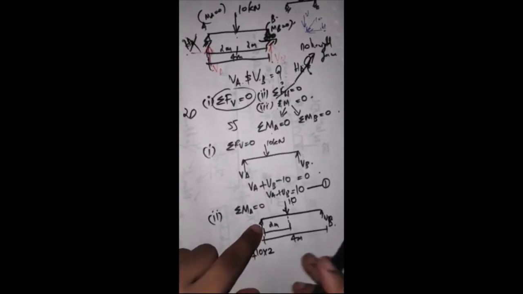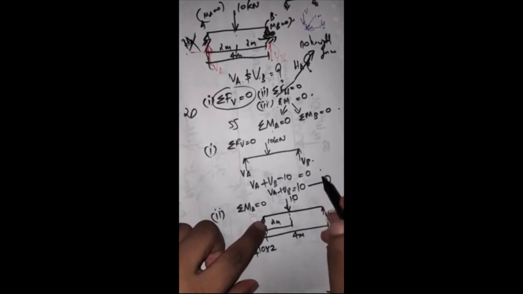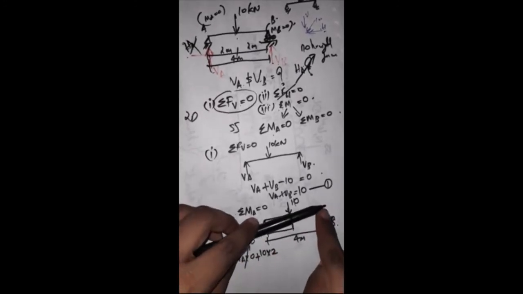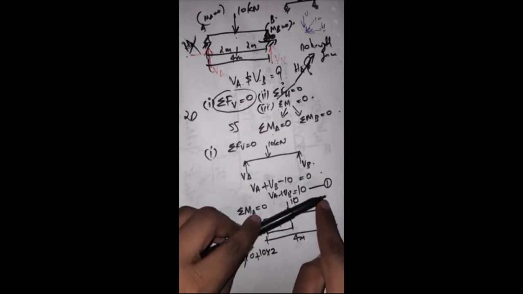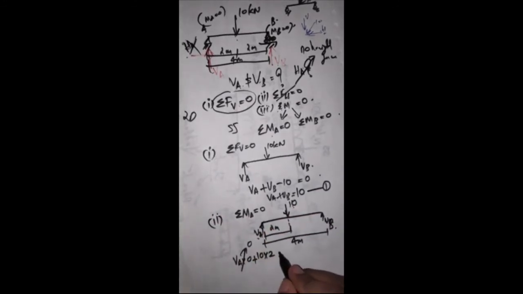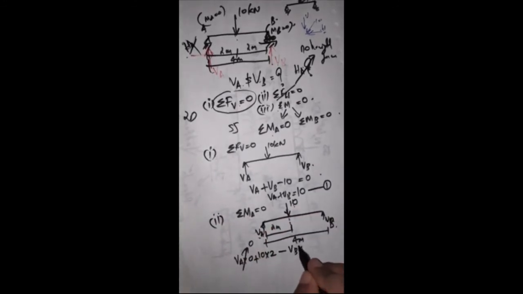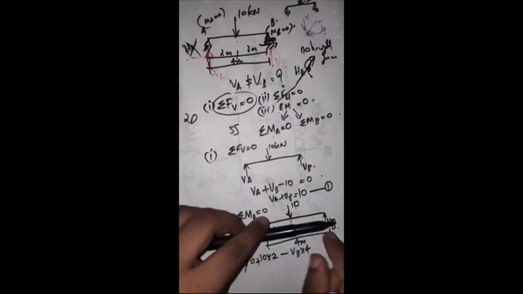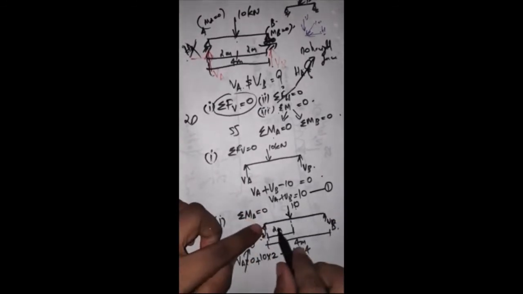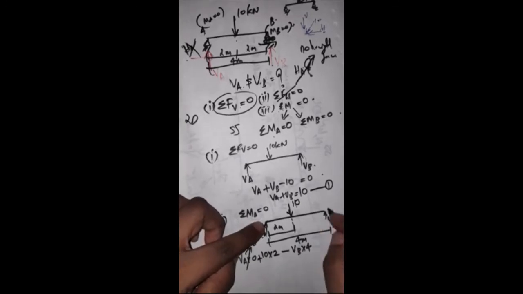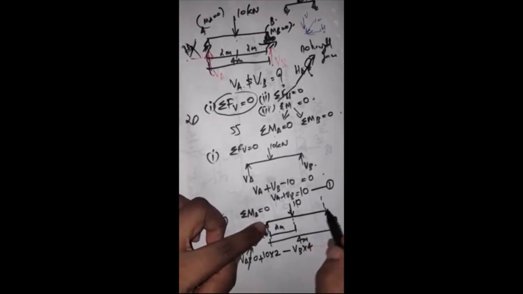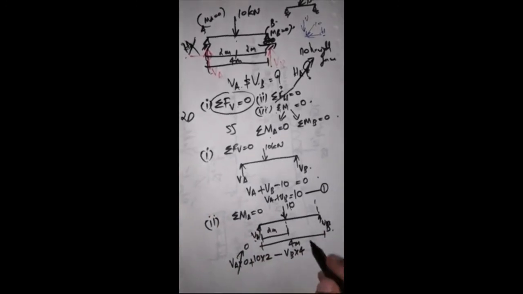Now next one is Vb. Vb we have to find. Vb is acting in the upward direction, so it is moving in the anti-clockwise direction. Therefore it will be minus Vb into 4. Vb is acting here, and this is the line of action of this force. This is the perpendicular distance, that is 4 meters. Minus Vb into 4 is equal to 0. Therefore we can write Vb is equal to 20 by 4, that is equal to 5 kilonewton.